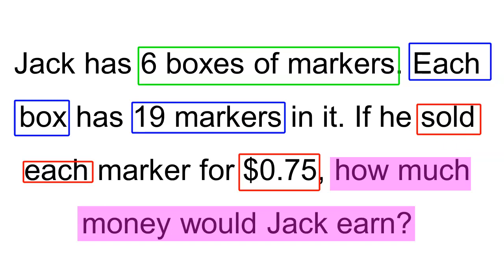So right now we don't know how many total markers he has. Once we find out how many total markers he has, then we can figure out how much money he's going to make if he has 75 cents for each marker. So I want you to think, is my answer going to be getting bigger, or is it going to be getting smaller? Are my 6 and my 19 going to be used to make a larger quantity or a smaller quantity? And then again, is my 75 cents going to help me make a larger quantity or a smaller quantity?